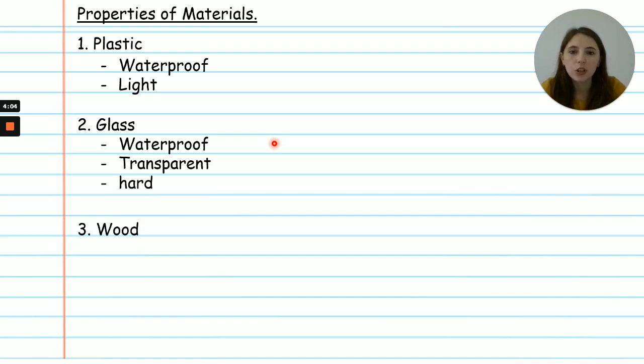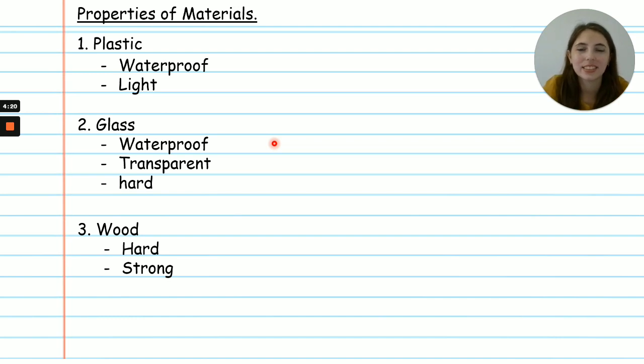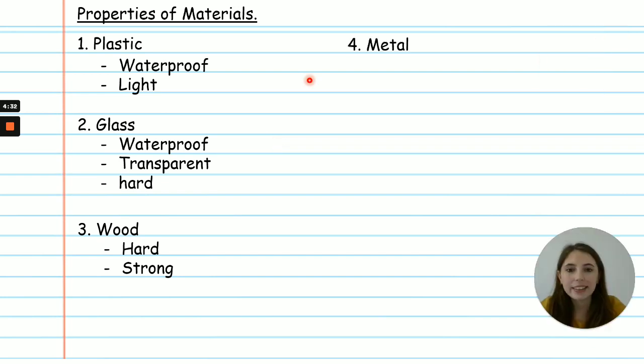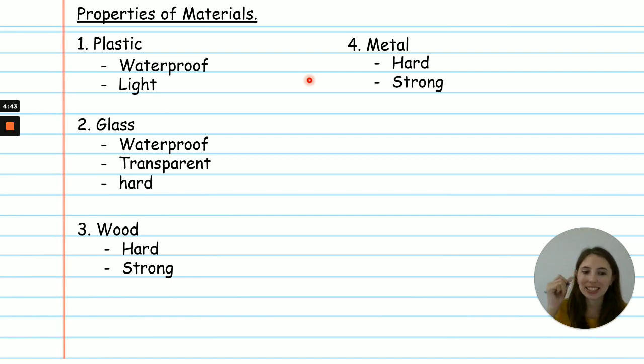Then wood. Wood has two properties, and that is wood is hard and wood is strong. And now metal. Metal also has two properties. Metal is hard and metal is strong. So let's write down.